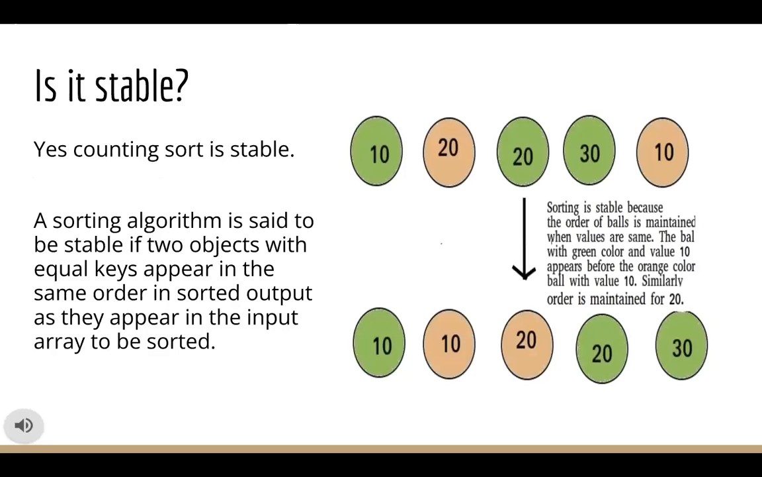In this slide, I will be going over whether counting sort algorithm is stable. And I said, yes, it is stable, and that a sorting algorithm is said to be stable if two objects with equal keys appear in the same order in the sorted output as they appear in the input array to be sorted. So in counting sort algorithm, numbers with the same value appear in the output array in the same order as in the input array. So yes, it is stable.